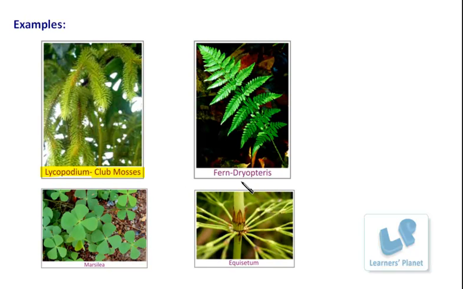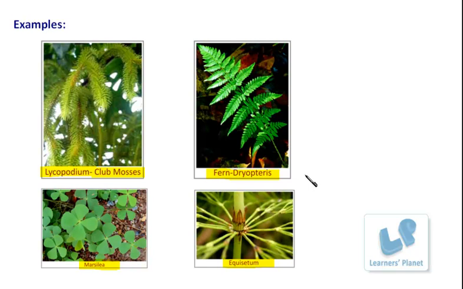Another category you must have heard about is fern, and one example of the fern is Pteris. You can see this structure here, and I hope you must have seen it, right? Then the next is Marsilea, Equisetum. So these are some of the common examples, and besides this there are many others also.